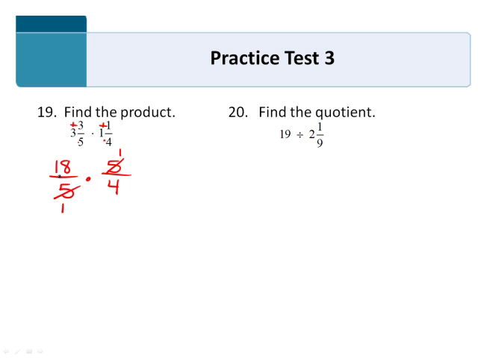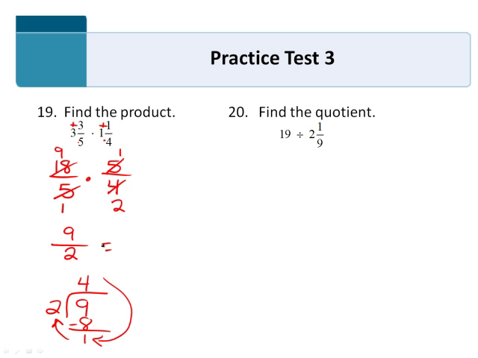And 4 and 18 have a common factor of 2. So if I divide 4 by 2, I'm left with 2. And 18 divided by 2 is 9. So I have 9 times 1 is 9, and 1 times 2 is 2. So we need to change that improper fraction, so divide it out. 9 divided by 2, 2 will go 4 times, that's 8, and that leaves 1. So our mixed number is going to be 4 and 1/2. And that's the answer there.